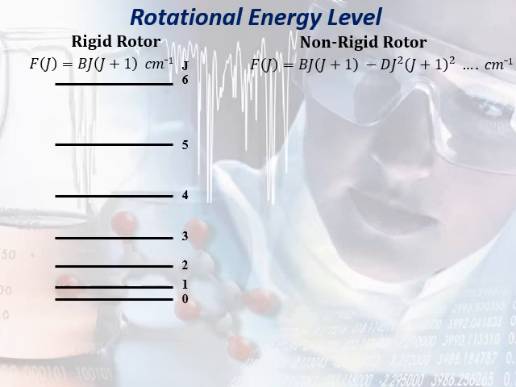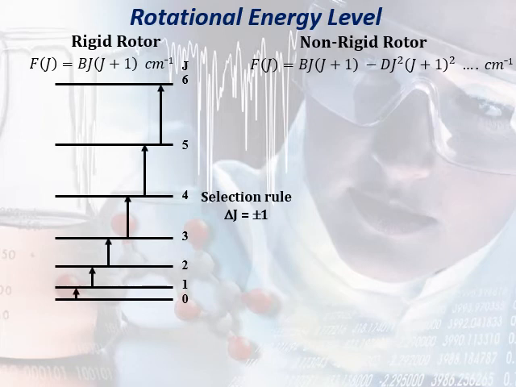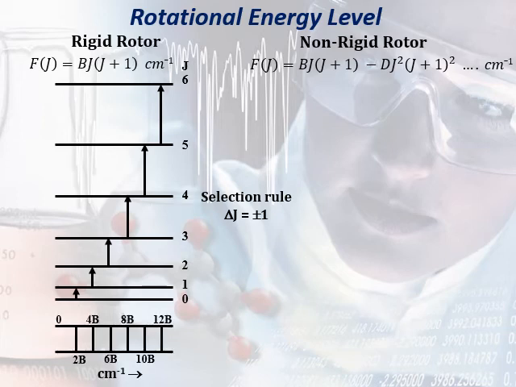If electromagnetic radiation with energy sufficient for rotational transitions is incident on the system, molecules show transitions to excited rotational states, in accordance with the selection rule delta J equals plus or minus 1. If we see the spectrum of these transitions, we observe equispaced lines at a difference of 2B centimeter inverse.